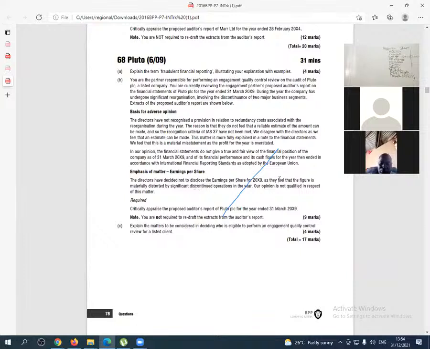So critically, for 9 marks, appraise the report. We start with the first one. Do you think, ladies and gentlemen, this is a proper expression of an opinion?